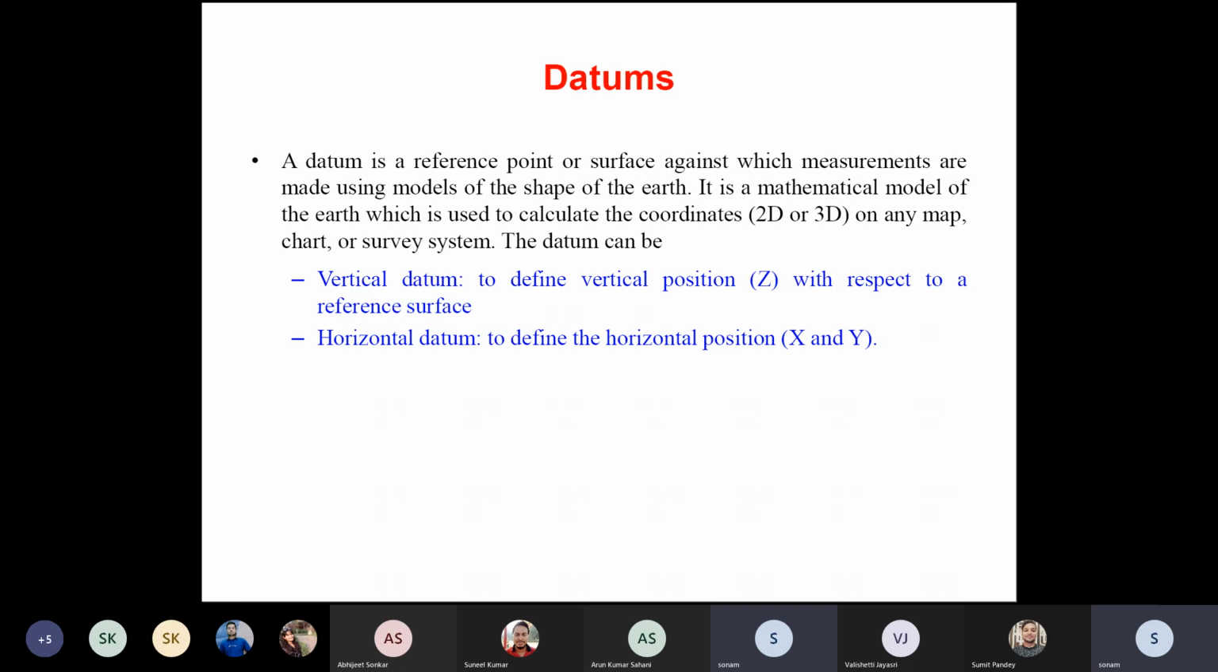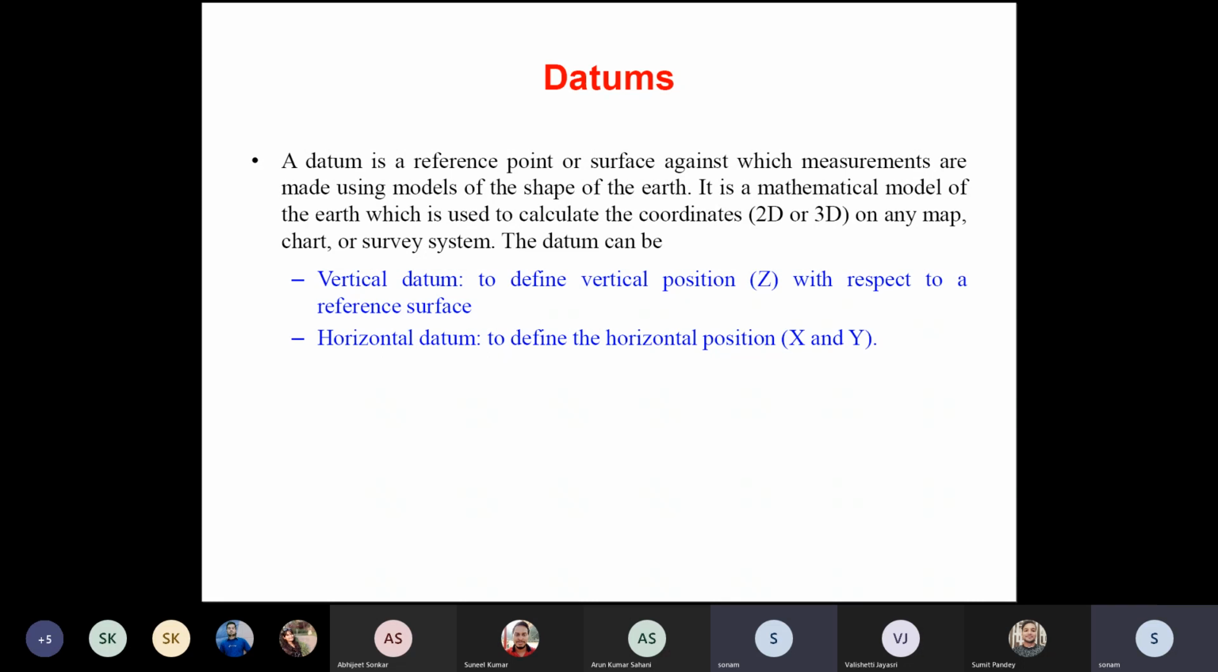Datum basically means the reference against which we are making the measurements. Okay, specifically when we talk about GIS, what is datum over here? Datum is something against which we are making the measurement. So there can be a vertical datum and a horizontal datum, because when you take a measurement of any spatial data, there are three components: X, Y, and Z. X and Y are measured on the horizontal surface, and Z is measured on the vertical surface. That's why we need two types of datum: vertical datum and horizontal datum.